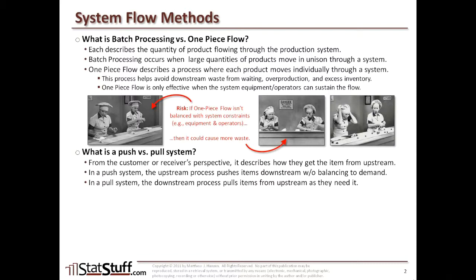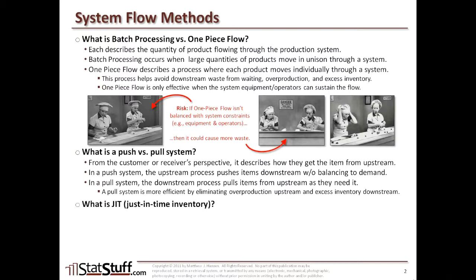Now, again, just like with the other example, it's not always going to be perfect for a pull system, but it is generally going to be more ideal and more efficient, simply because it helps eliminate overproduction that's occurring upstream and excess inventory that might occur downstream from you.